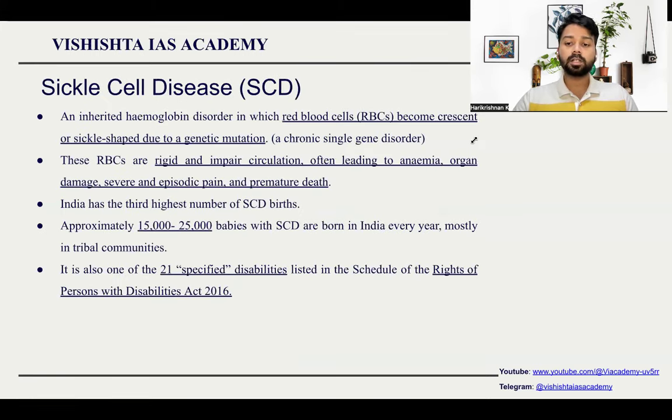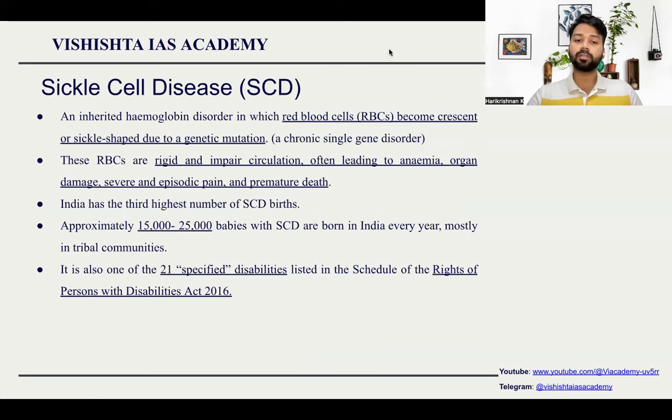Sickle cell disease is extremely important for several reasons, because the government has also launched a national program to prevent sickle cell disease. So what exactly is it? It is a genetic disease, a hemoglobin disorder, where the red blood cells, which are generally round in shape, become sickle shaped. So it will go from this shape to this. This is the major problem with sickle cell disease.